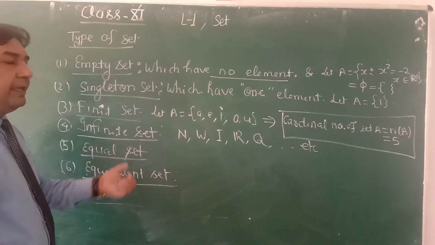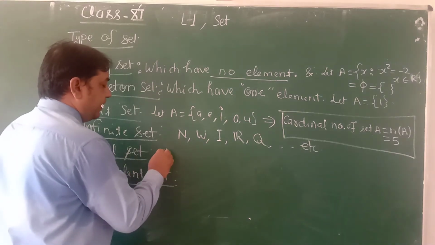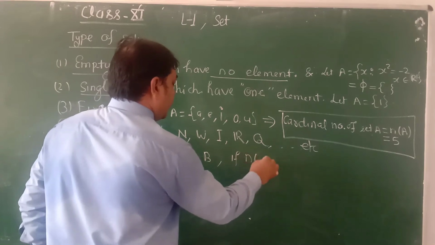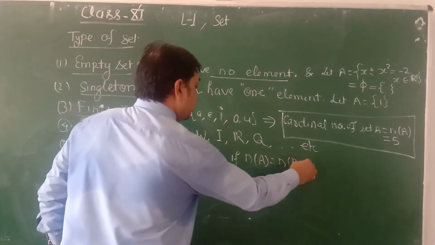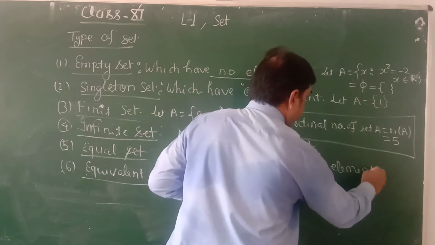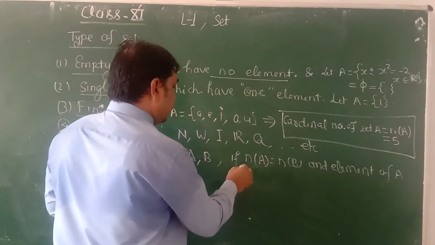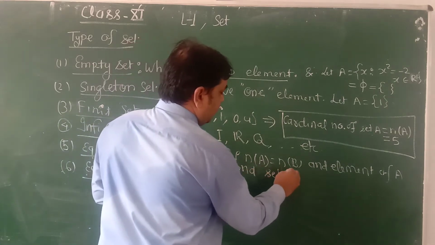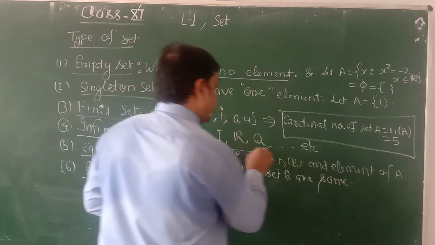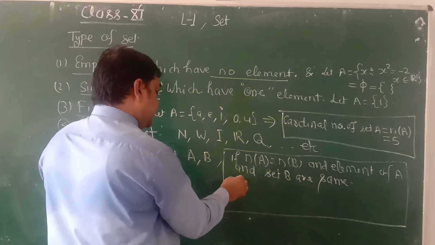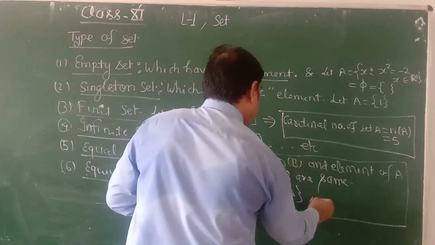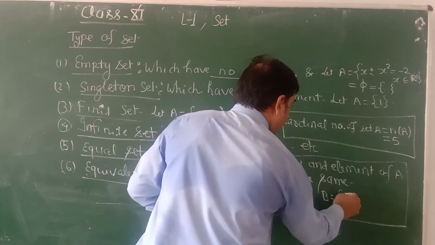Fifth is the equal set. Suppose that you have two sets A and B. If n(A) equal to n(B) and the elements of set A and set B are the same, both sets' elements should be the same. Example: A equal to {1, 2, 3} and B equal to {2, 3, 1}.